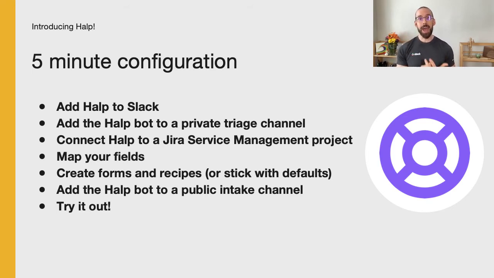We had to add Halp to our private triage channel. This is a private channel that the agents will actually sit in to do their work. You connect Halp to a Jira service management project using a very easy to understand online form. You can even map custom fields in this form if you have any data you'd like to capture about the work that you'd like your agents to fill in. You can create forms and recipes, but honestly, you can just add that Halp bot to your public channel and you're ready to go. Not a lot of extra configuration needed. We got it up and running for our first demo in under 5 minutes.